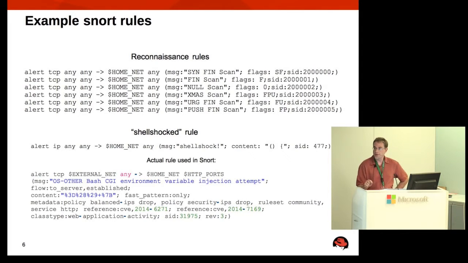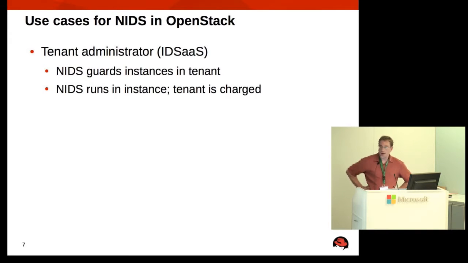Here's an example of Snort rules. Each line there is a rule. Here, at the very top one where it says SYN FIN scan, it's looking for the SYN and FIN flags in a TCP packet. If a TCP packet arrives from any IP address to any IP address, any port to any port, or sorry, to HomeNet, actually, it's a destination, then it will trigger.